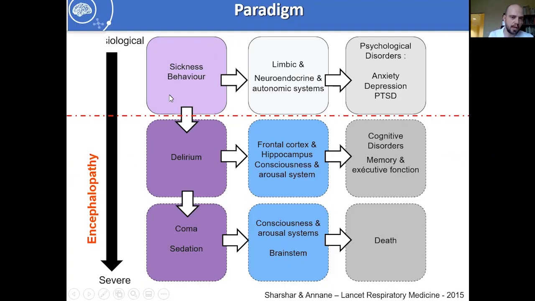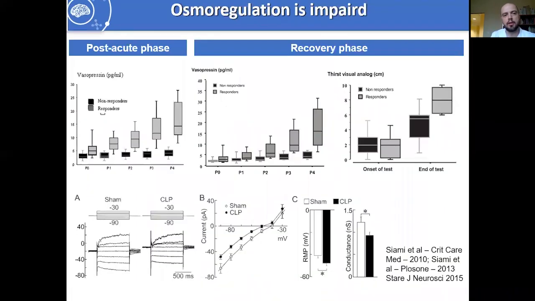First, there is the sickness behavior, which gathers the behavioral changes, supposed to be physiological, but is at the line with pathologies. Then delirium is a pathological response of the CNS, or dysfunction of the CNS, and an increased sensitivity to sedation. Coma is the worst form of encephalopathy. All of these rely on different cerebral regions that are also the anatomic substratum of long-term impairments in the brain.